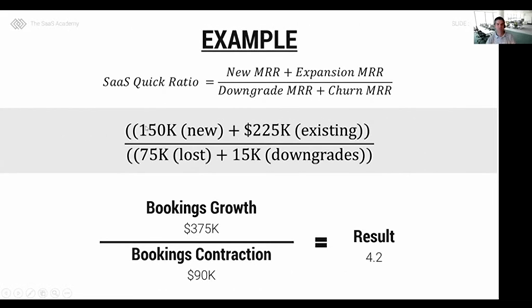So if we brought in 150K of new business, we expanded our existing customers by 225, we lost 75, we had downgrades of 15, so a result of a 4, which is actually a good number to have, above 4.